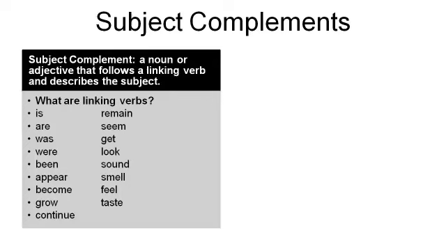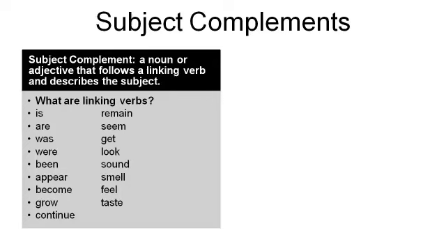Subject complements. A subject complement is a noun or adjective that follows a linking verb and describes the subject. So what are linking verbs? Glad you asked. The most common linking verbs are forms of be. Is, are, was, were, been. Those are linking verbs that are forms of the irregular verb be.